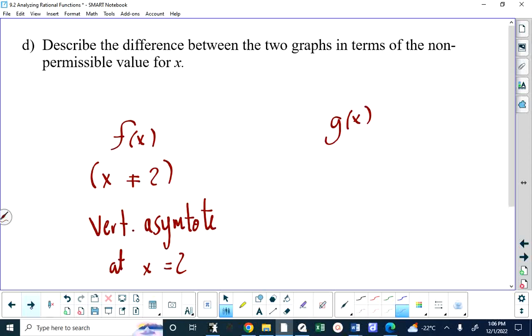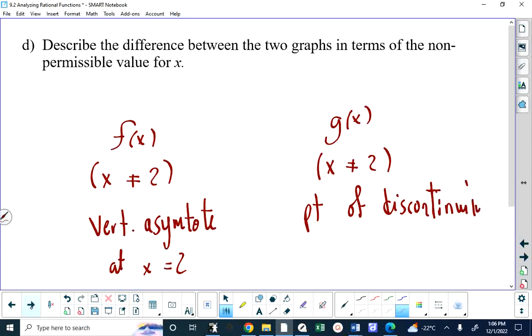I did. G of x, again, where x is not allowed to be 2, has a point of discontinuity, or hole, at, wait a minute though, a point cannot be described by one number. A point has an x and a y coordinate. All we know right now is the x coordinate is 2. We don't really know the y coordinate, although I suspect maybe some of you do.